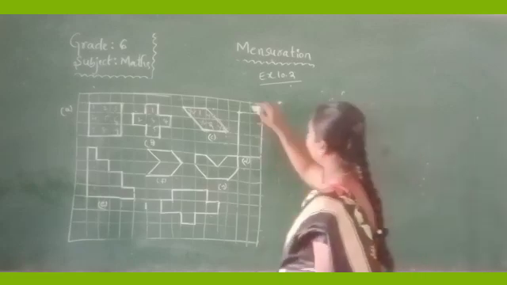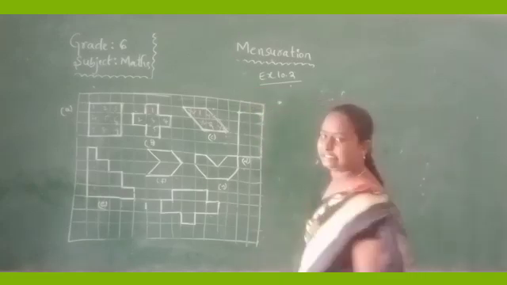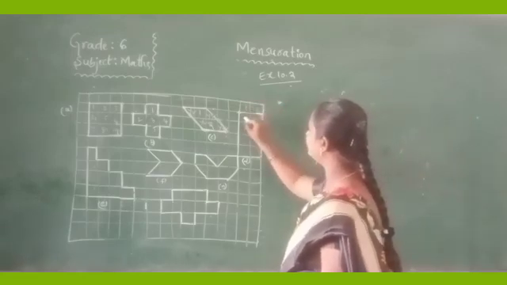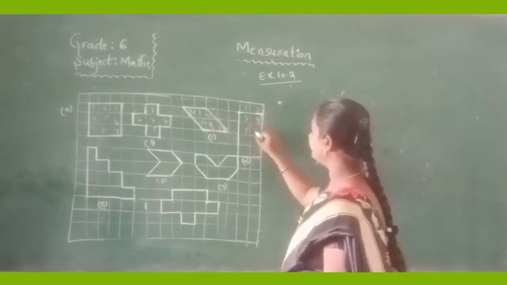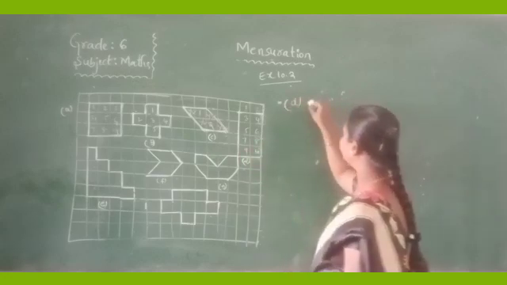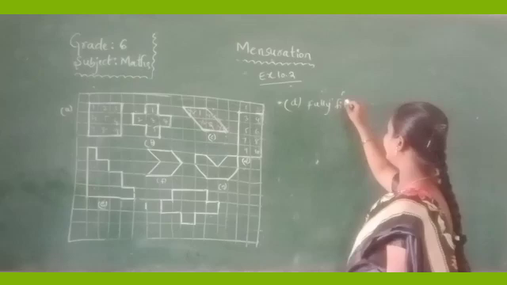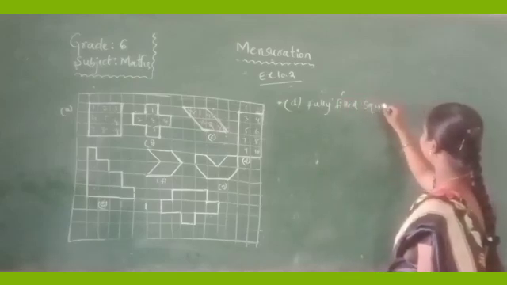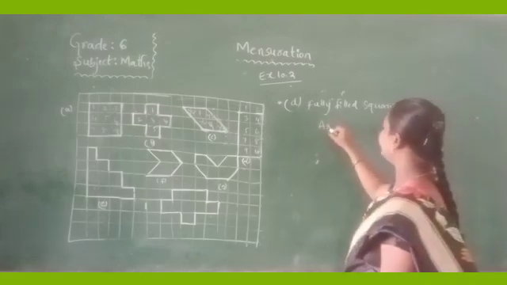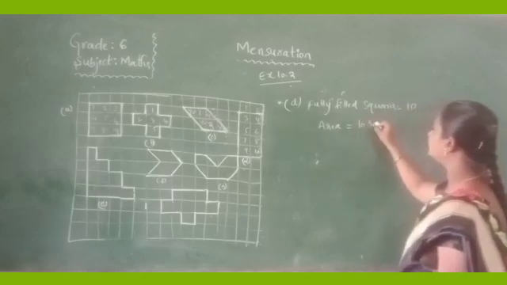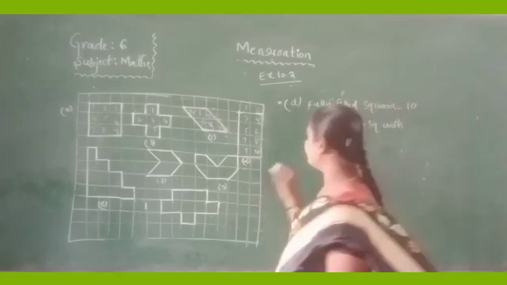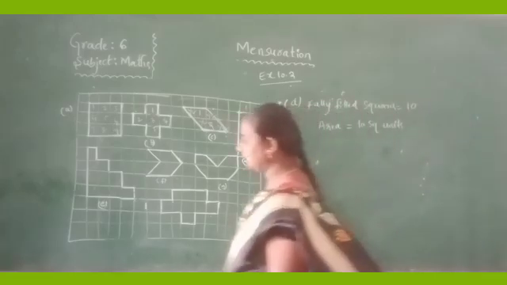See, here all are full squares. So now count what is the area here. 1, 2, 3, 4, 5, 6, 7, 8, 9, 10. So here fully filled squares are 10 full squares. Now the area is equal to 10 square units.